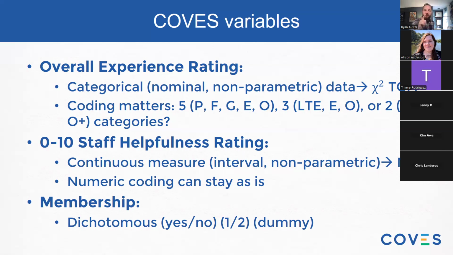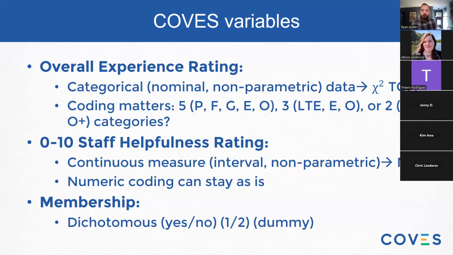Going back to overall experience rating, you can see I put a note here about coding matters. There are 5 categories in that rating itself. I mentioned one example of collapsing categories into less than excellent, excellent, and outstanding. You could even go farther than that and do less than excellent, and that should say E plus, not O plus, so excellent and above. This is a way to overcome low cell counts, particularly in that poor and fair observation cells, which you'll see in the data here.